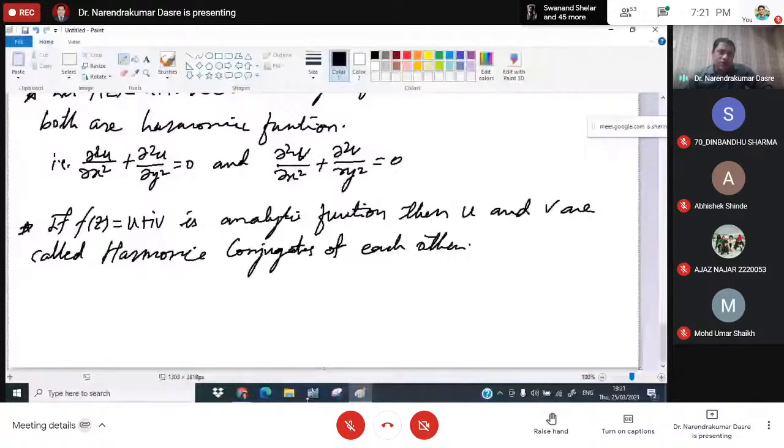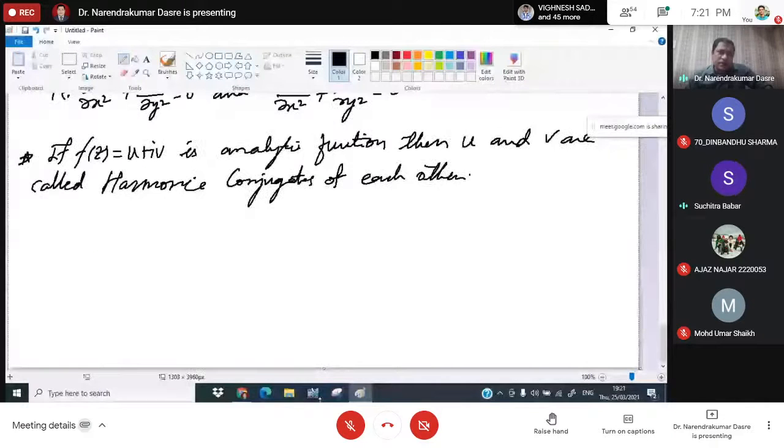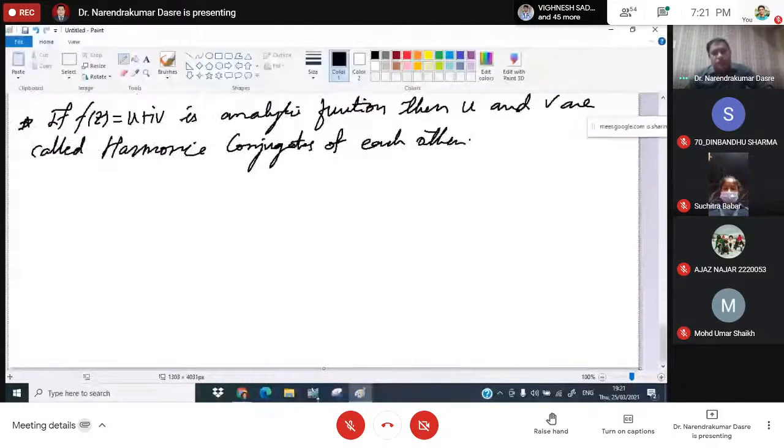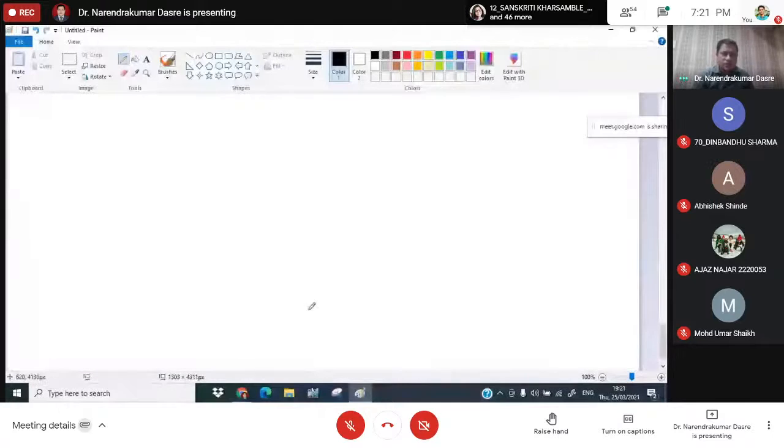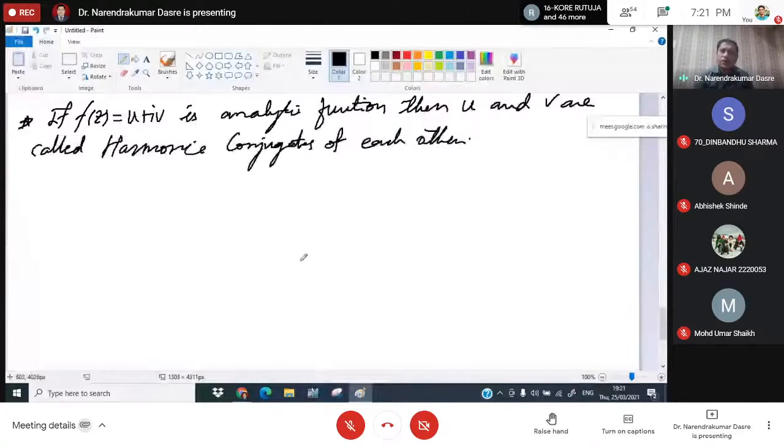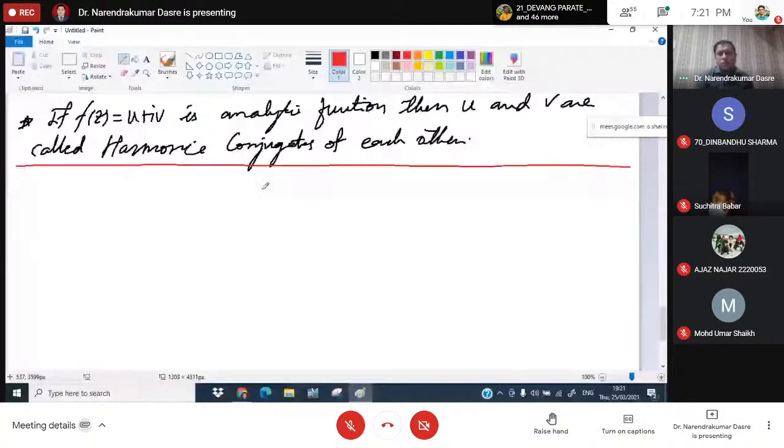Now, how are we able to get this analytic function f of z? If we know the real or imaginary part, then there is a method called the Milne-Thomson method, which helps us get the analytic function when we know the real or imaginary part. So next, we need to understand the Milne-Thomson method to get the analytic function.